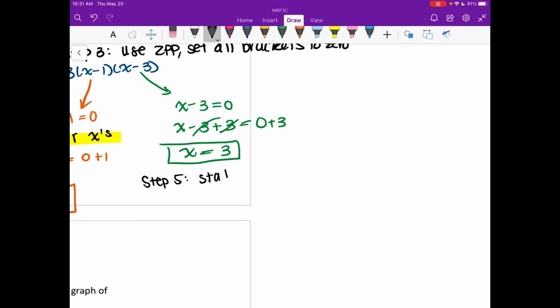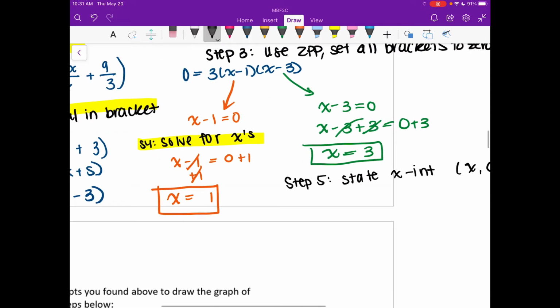State x-intercepts. And the form that you always use is always going to be x and 0. X and 0. So let's write that in. So our first one is 1 and 0. And then our next one is 3 and 0.